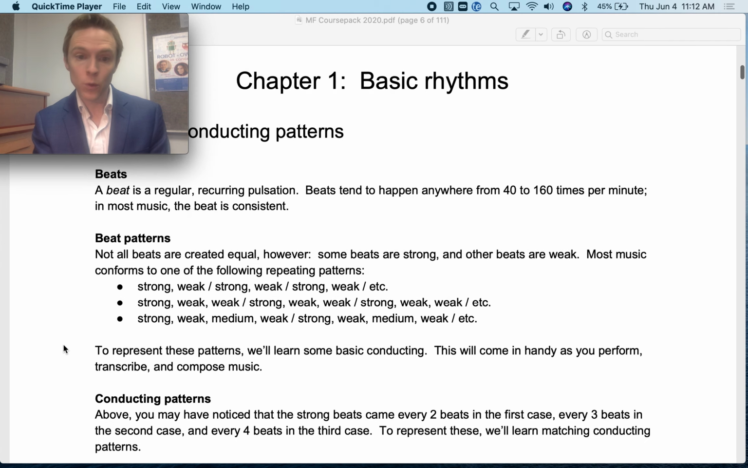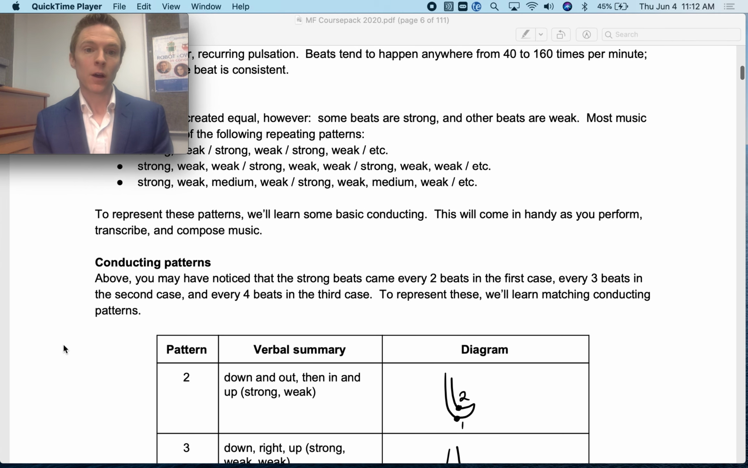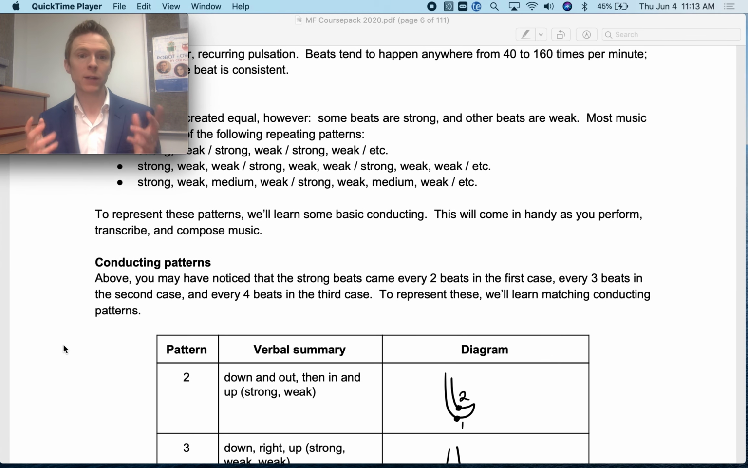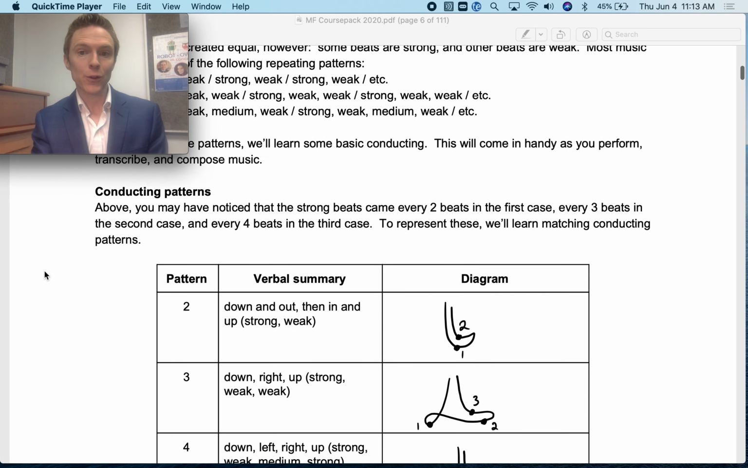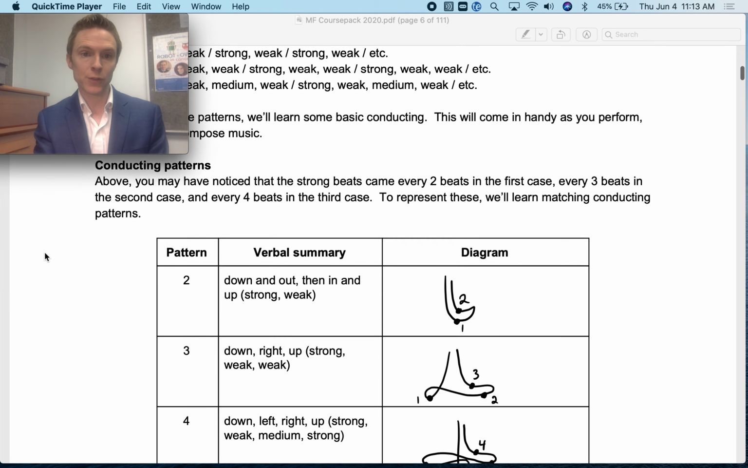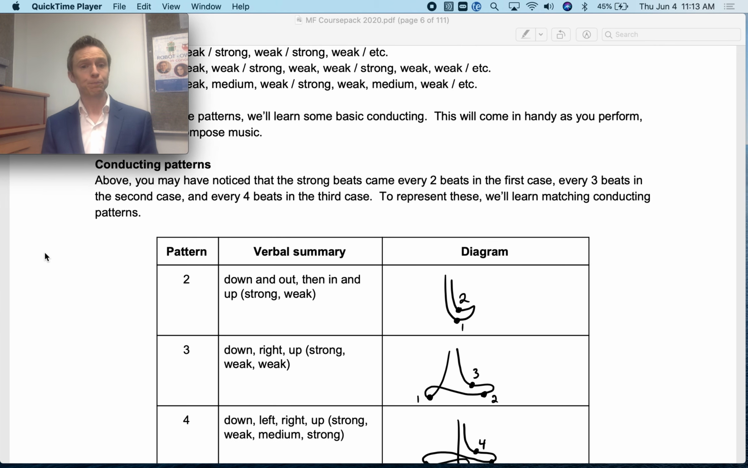Well, the next thing that we're going to learn is a set of conducting patterns. These conducting patterns are just little gestures that you're going to make with your right hand. And they reflect the stresses of the beats that we were just talking about. So let's go down to this little diagram here where we see conducting patterns. We said that first beat pattern, strong, weak, 1, 2, 1, 2, we're going to learn a little gesture for it.